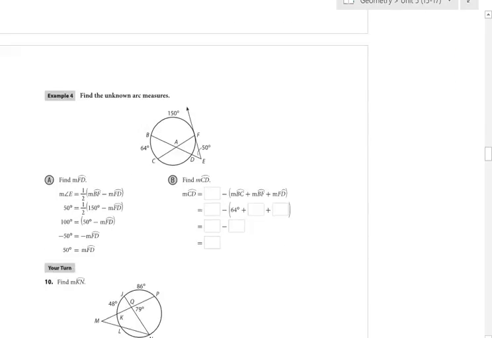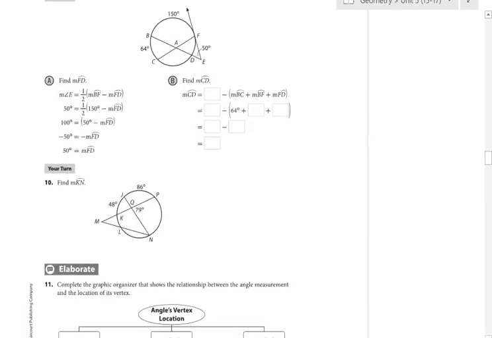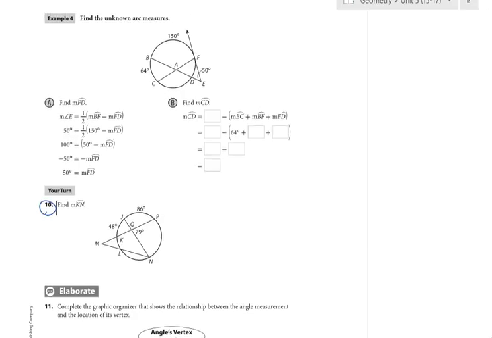And then if you go to problem 10, you have to use several of those properties that we just learned. So go ahead and try that. See if you can work through all the details there to figure out what is the measure of arc KN.